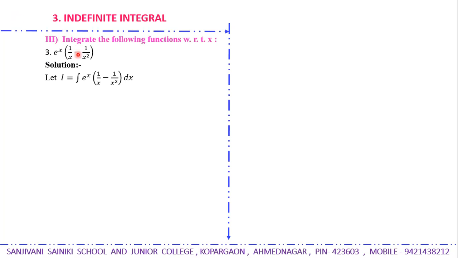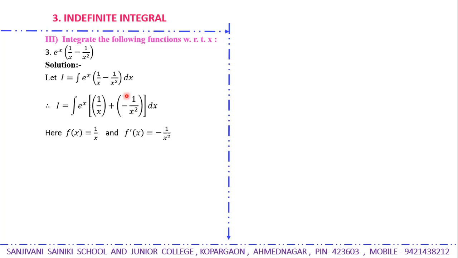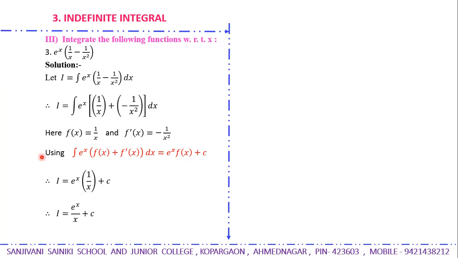Now e^x (1/x − 1/x²). Clearly you can easily identify what is f(x) and what is f'(x). This is your f(x) and its derivative is this, so f'(x) is −1/x². So it is in the form of e^x [f(x) + f'(x)], so its integral is given by e^x f(x). What is f(x)? 1/x. So e^x (1/x) + c.